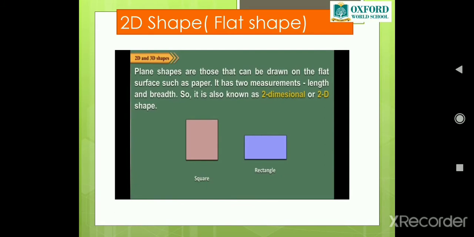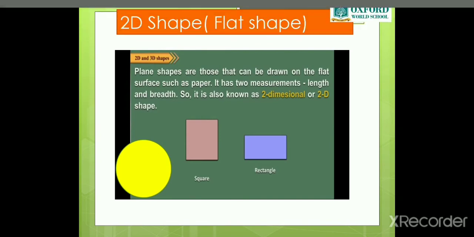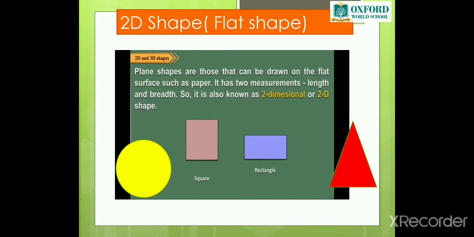So let us start with what we already know about the shapes. We know about the 2D shapes. The 2D shapes are those that can be drawn on flat surfaces such as paper. It has two measurements, length and breadth. So it is called two-dimensional. The examples are given on the screen: a square, a rectangle, a circle, and also a triangle. So these are the examples of 2D shapes.